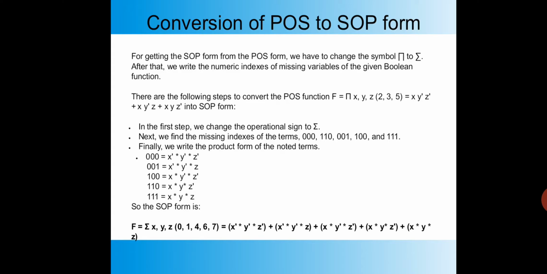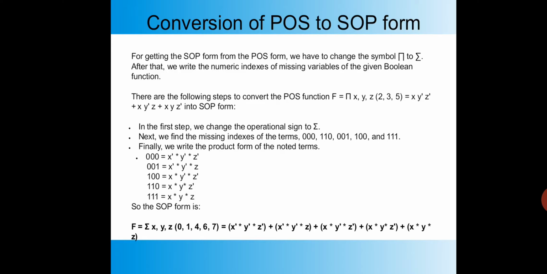So f(x, y, z) = Σ(0, 1, 4, 6, 7) equals x'·y'·z' plus... it is De Morgan's law. You are going for the duality thing. That is the reason why, after each and everything, you have to go for the plus sign, because it is a sum of products. That is the reason why you are going for plus.